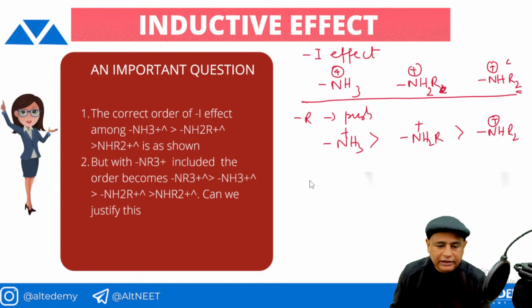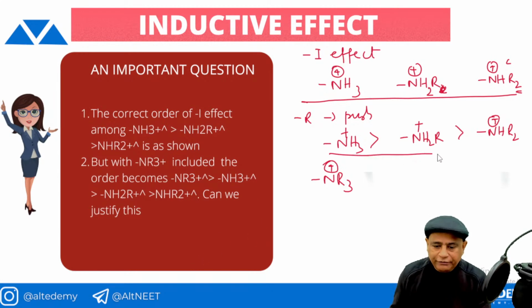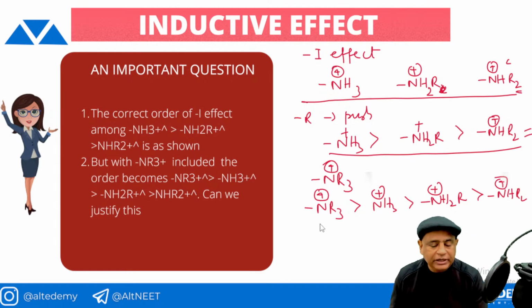Now what will happen if there is a species NR3 plus? If we think the way we have thought here, that three alkyl groups will further neutralize the extent of positive charge, then we should place it here. But actually we notice that the correct order is NR3 plus first, then NH3 plus, then NH2R plus, and then NHR2 plus. And it can be understood with the concept of steric factor.